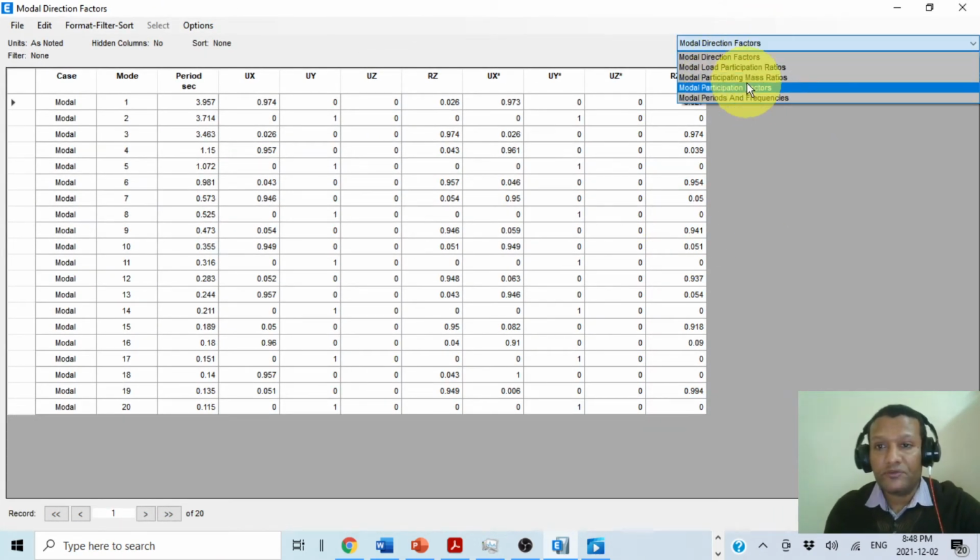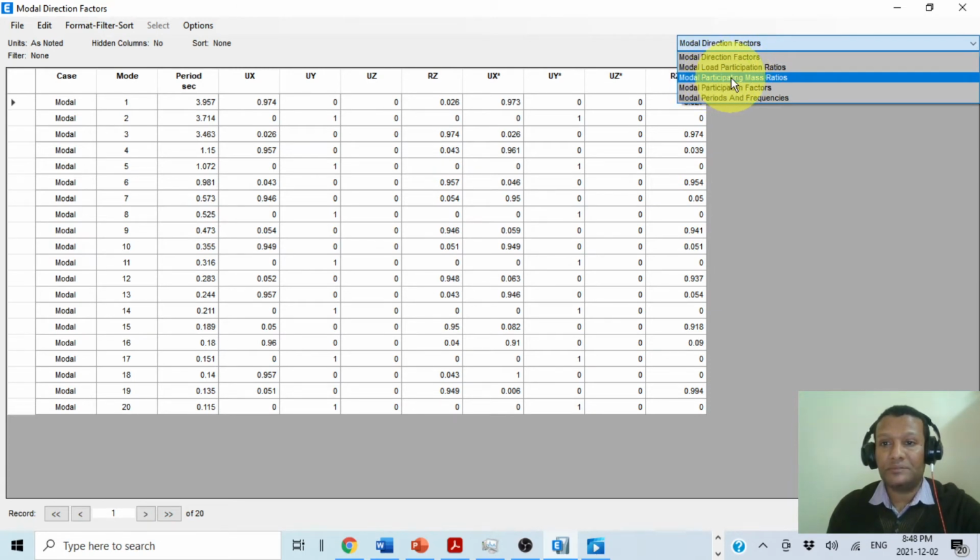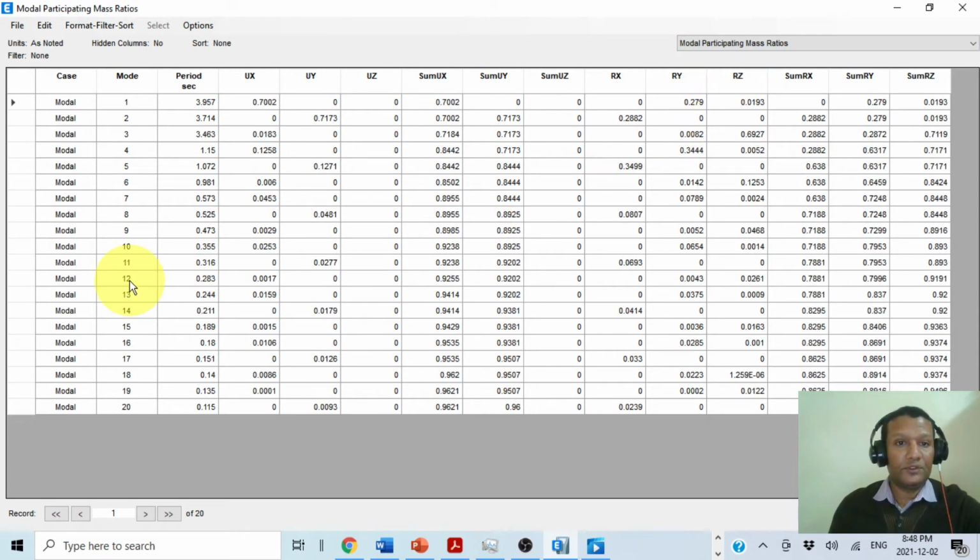Okay, for example, if you go to this modal mass participation, as you can see, we have UX, UY, UZ. So as you can see clearly, 70% of the mass of our building is in the UX direction. That means pure translation. Again, the second mode is 71.73%. This is pure in the Y direction. So in our case, mode 1 is 70% in the X direction, and mode 2 is in the Y direction.